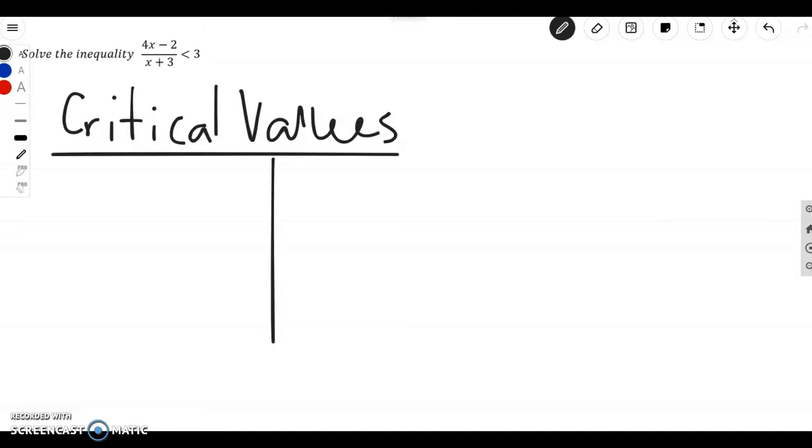The only difference here is the way we're going to find the critical values. So always we still want to have our denominator. Find where the denominator equals 0. And so when we find that, we just have x equals negative 3. We found one of our critical values.